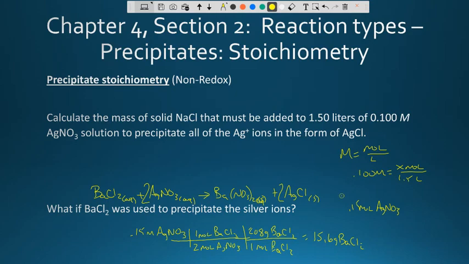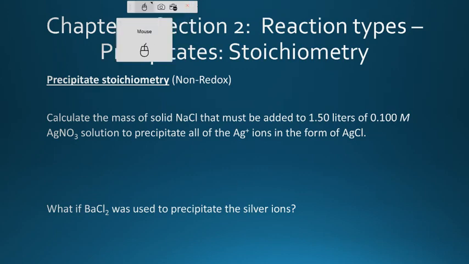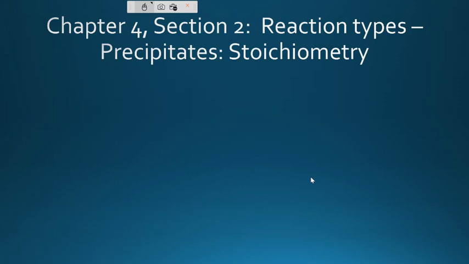Whereas with the last problem, I needed 8.77. The reason for that is obviously the formula mass is different, but also my mole ratios are different. Okay, so that's all we're doing with precipitate stoichiometry along the way. And we got a strength of solution in there. So that's taking care of that.